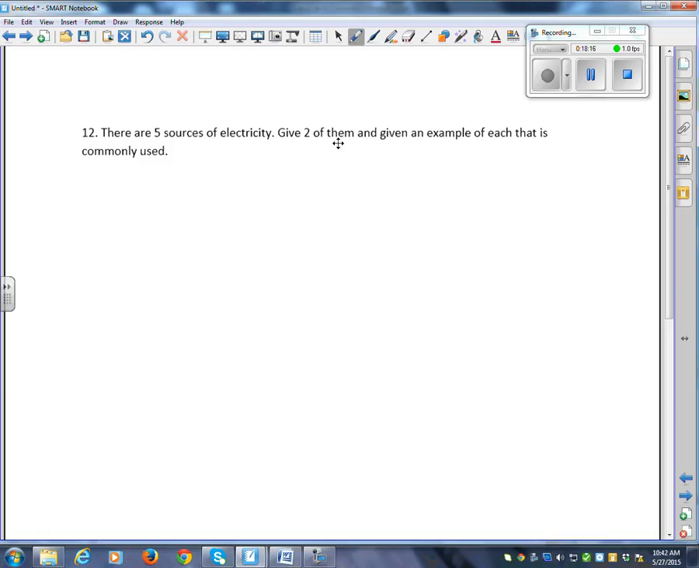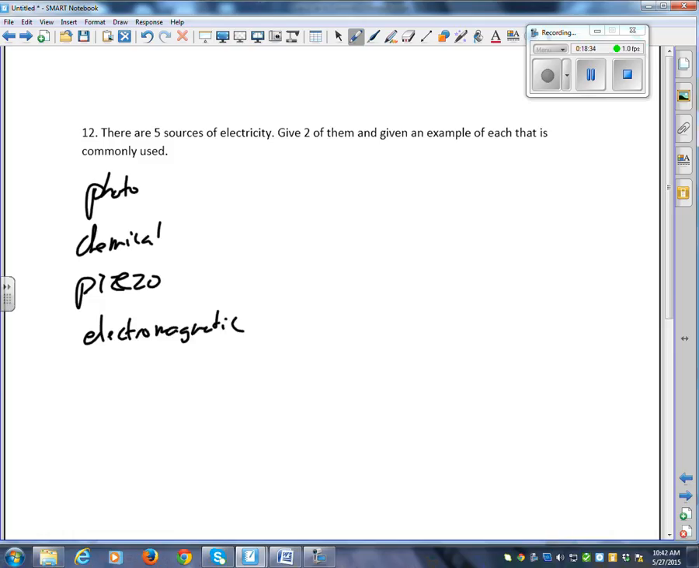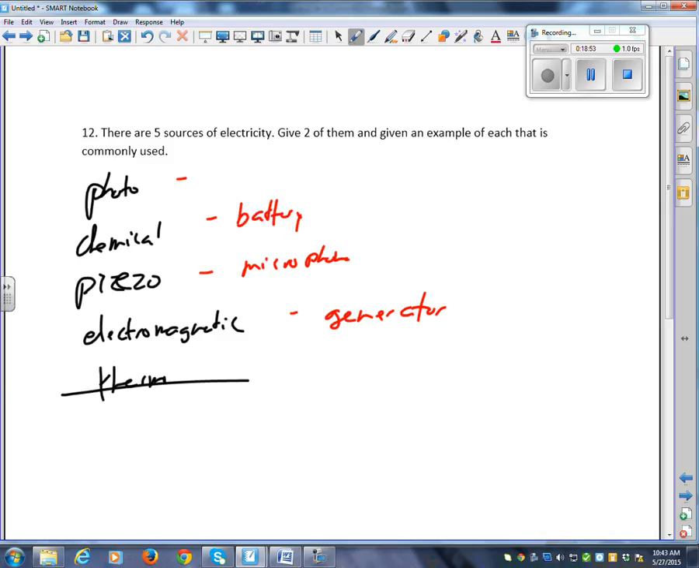We just finished that. They are photo, chemical, piezo, electromagnetic, and what's the last one? Not pizza. Thermal, right. Thermal is the real hard one. Let's ignore that. Electromagnetic, generator. Piezo, microphone. Chemical, battery. Photo, solar panel. We'd have to do all 5 of them. No, I'm giving you them all.